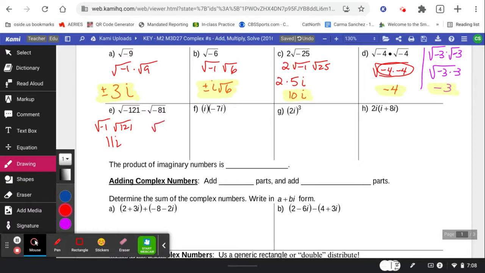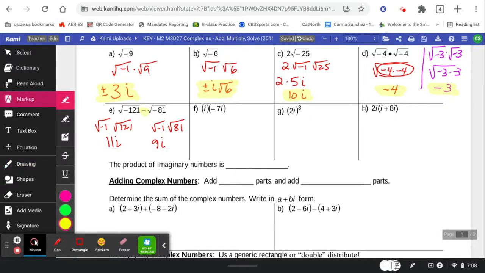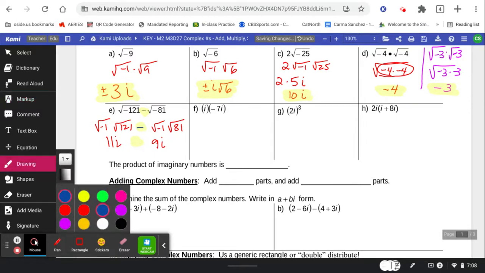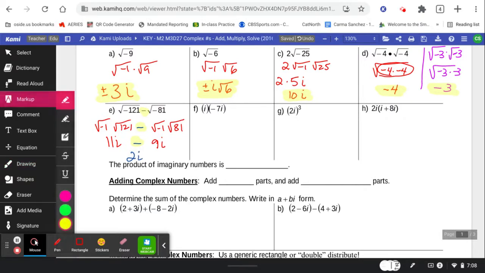Next is square root of -81. Breaking that down, a 9 can come out, an i can come out. Now what's happening right here with these? It's being subtracted. So 11i minus 9i, final result is just 2i. How'd you do?